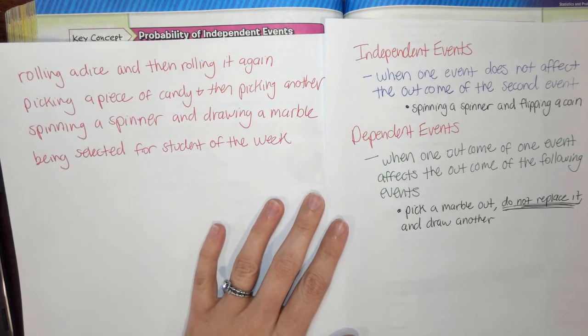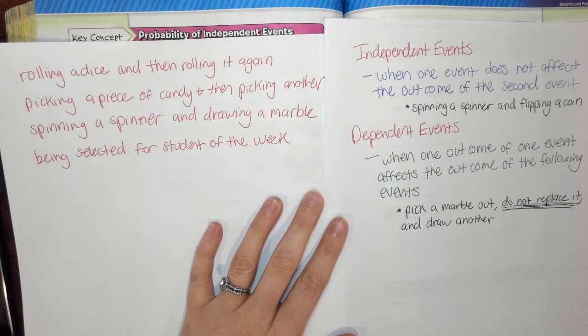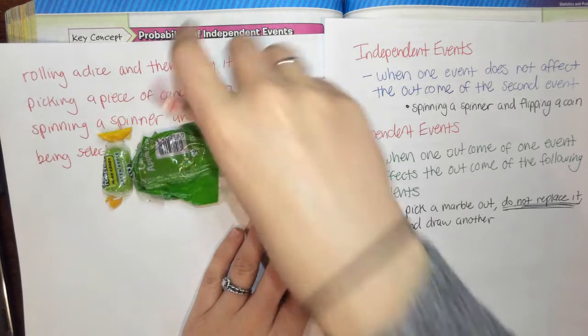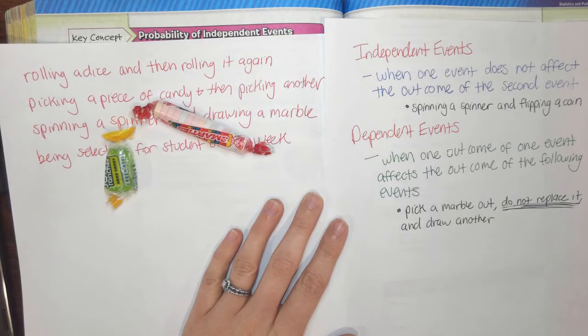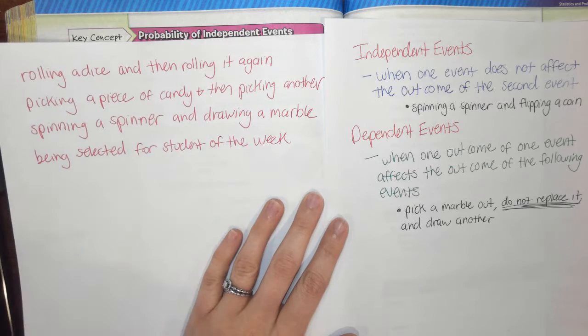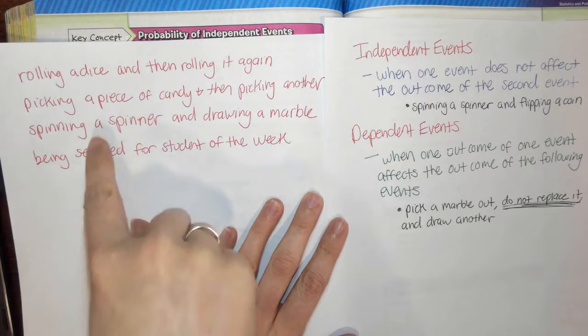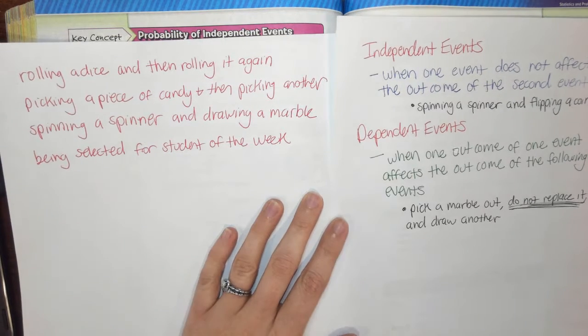Picking a piece of candy and then picking another. So what do you think about that one? Okay, so I have a few pieces of candy again. So I pick a piece of candy, and when I go to pick another one, notice now there's less options. I don't have that sucker option anymore. So that's a dependent event. Once you take one of the events out, now there's less to choose from. That's like that permutation we were talking about. So the second one is dependent.